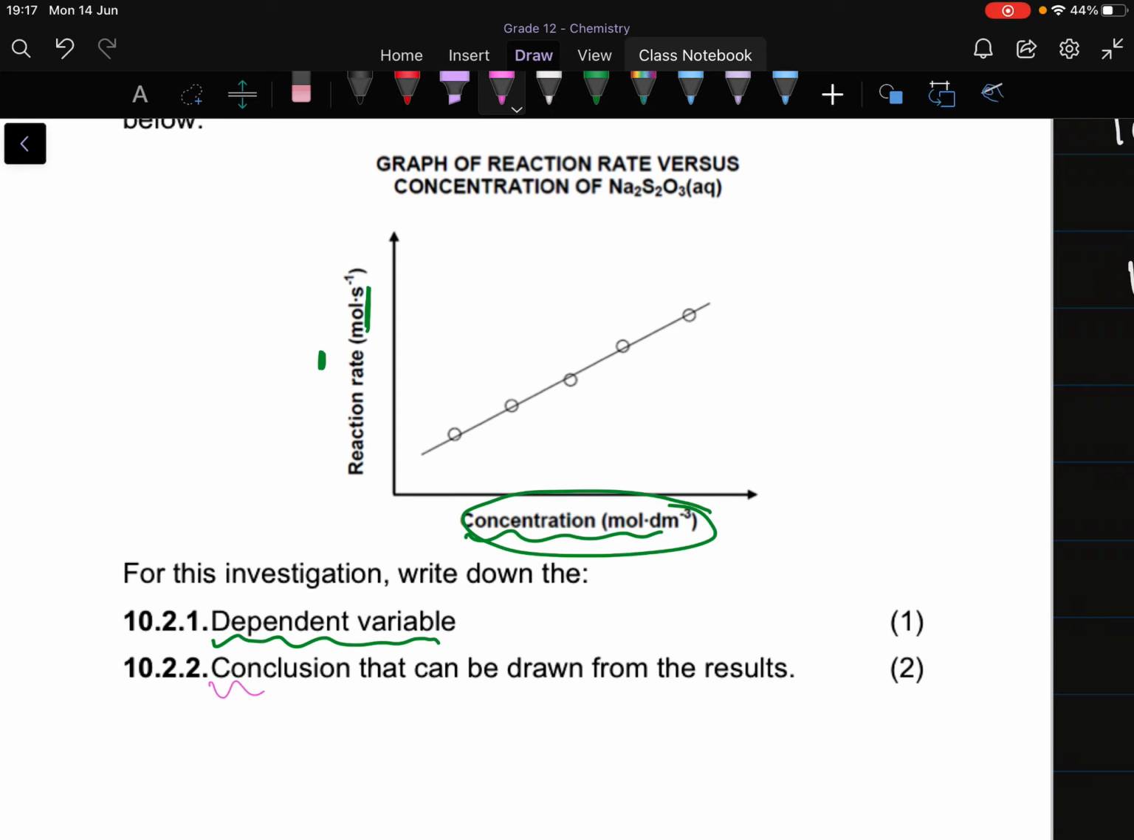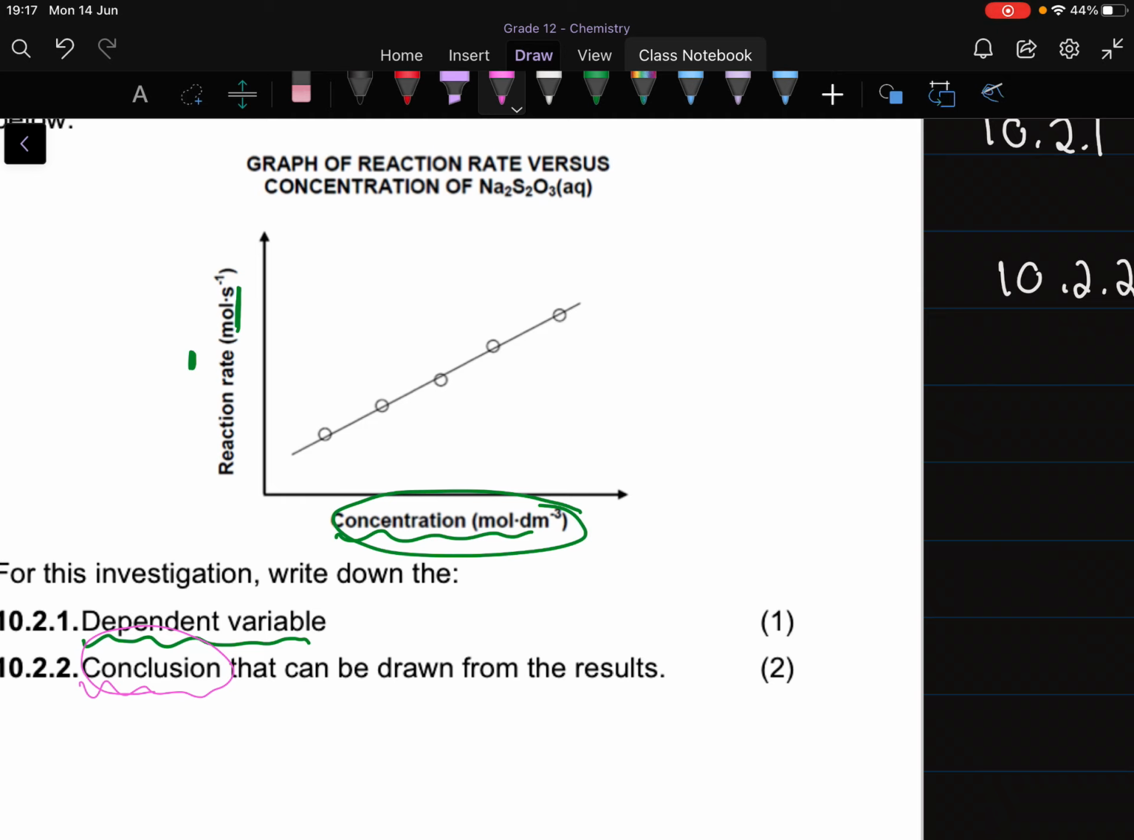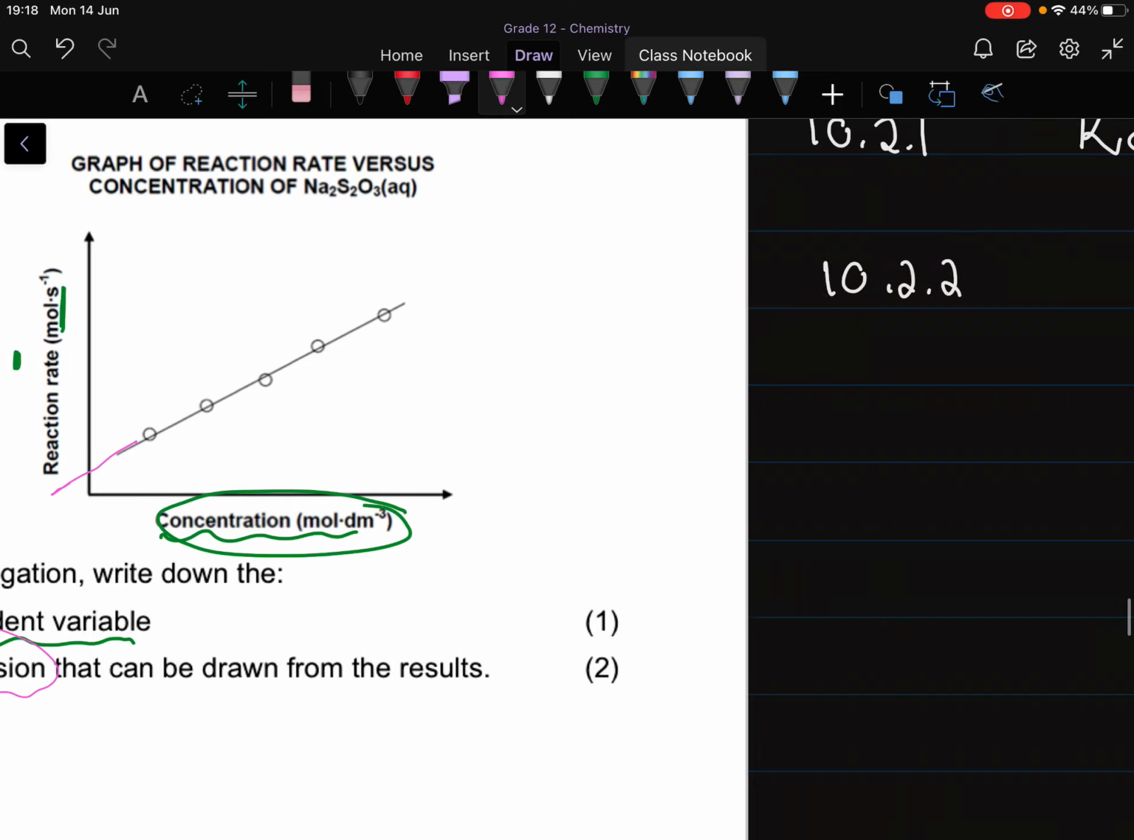Then they say what conclusion can be drawn. So now we look at this, and again, I know it's a straight line. You cannot tell me, though, that they are directly proportional. This graph, if I extend, it will not go through 0. For it to be directly proportional, we have to have it go through the origin.